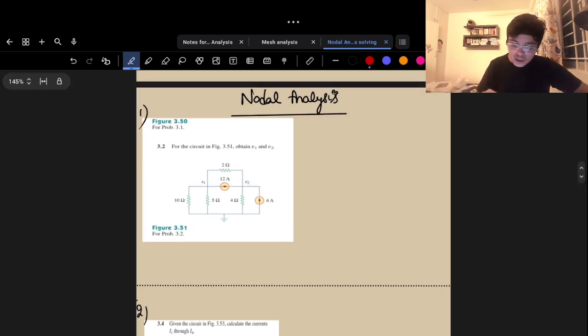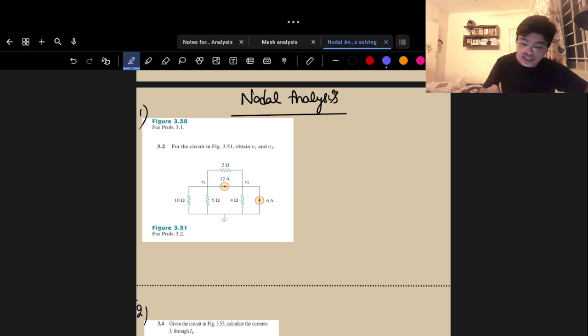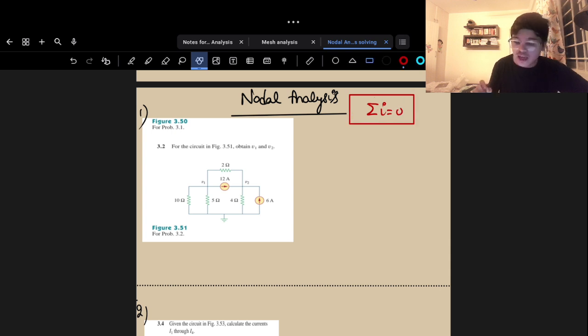Right. Now let's come to the famous nodal analysis. Okay. So as I explained earlier, we have to assume some voltages at different nodes, and we have to calculate some parameters, whatever we have to calculate, and we have to solve that using the KCL, that is Kirchhoff's current law, that says that sigma I is equal to 0. As simple as that.